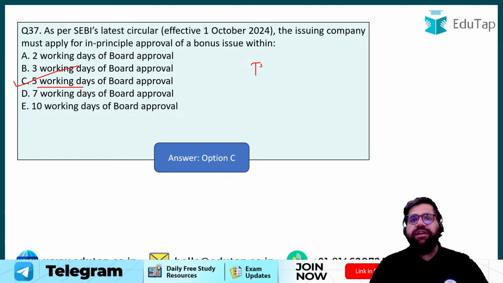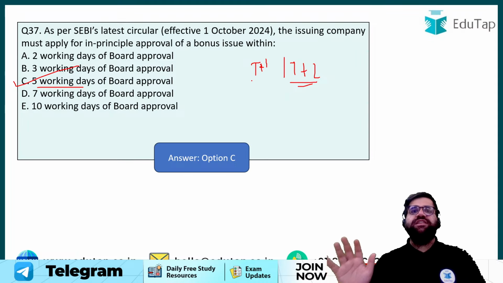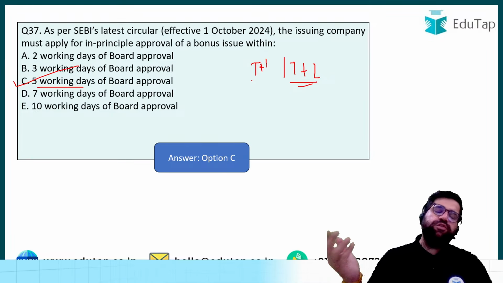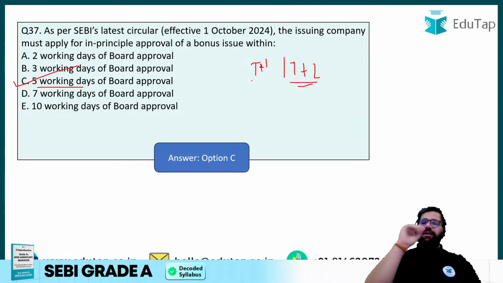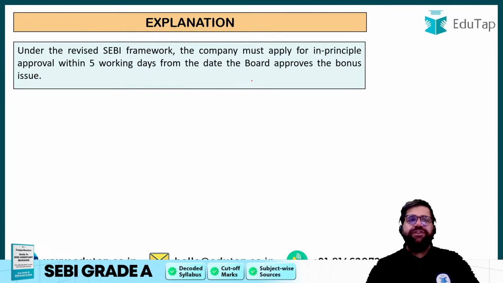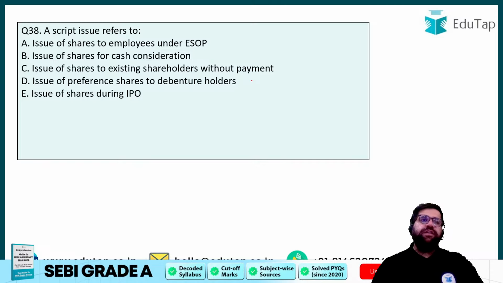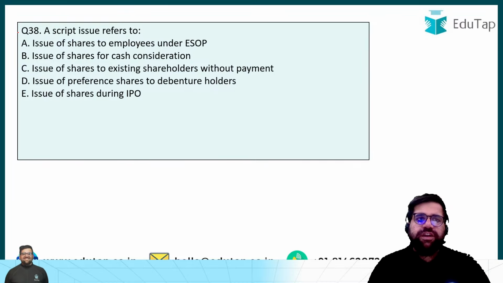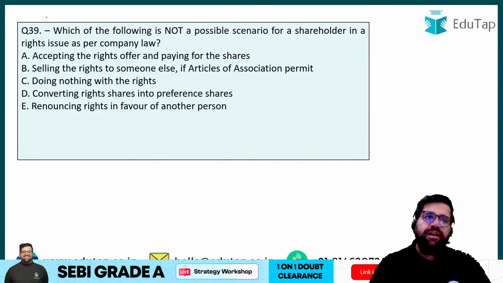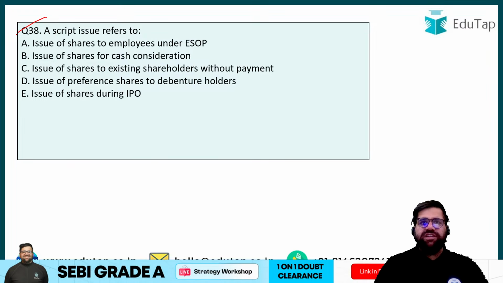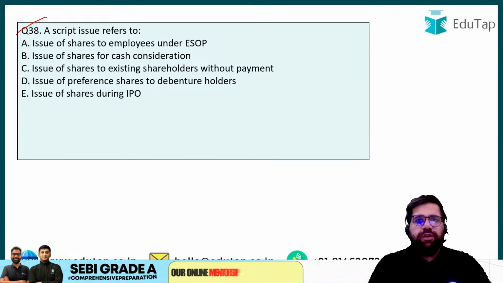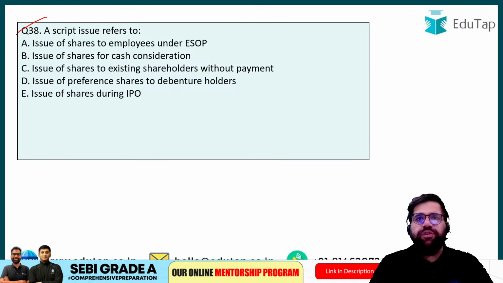Allotment will happen on T plus 1 and your trading of bonus shares will happen on T plus 2. T here is the record date, right? So once you get the shares, T plus 1 is allotment, T plus 2 is when you will do your trading. So the correct answer here will be option number C. Now I'm giving you 3 questions for homework: question number 38, question number 39 and question number 40. But we will solve these questions in the class. For those who are doing homework, my duty is to give you the answers.